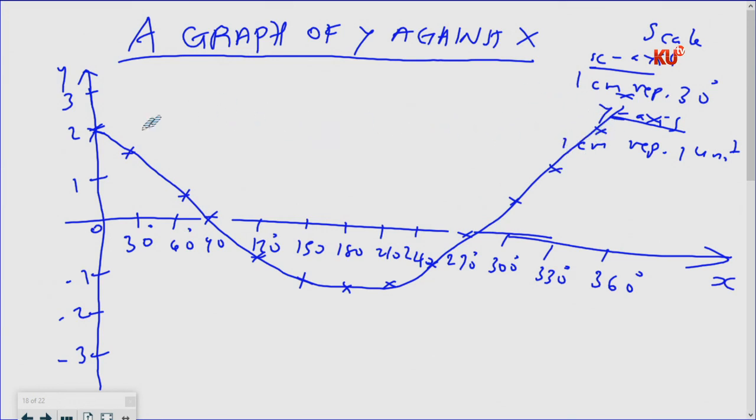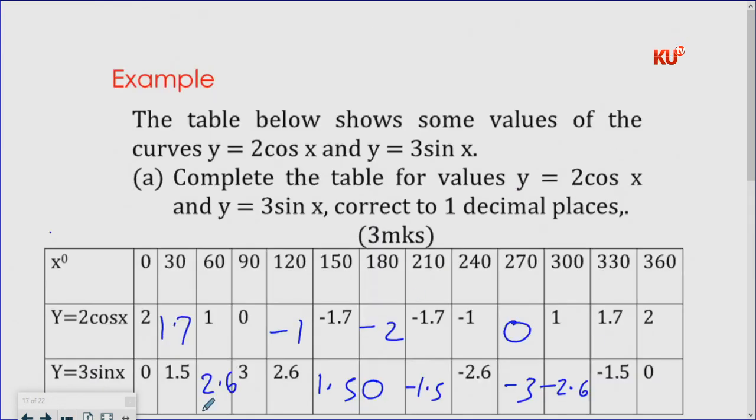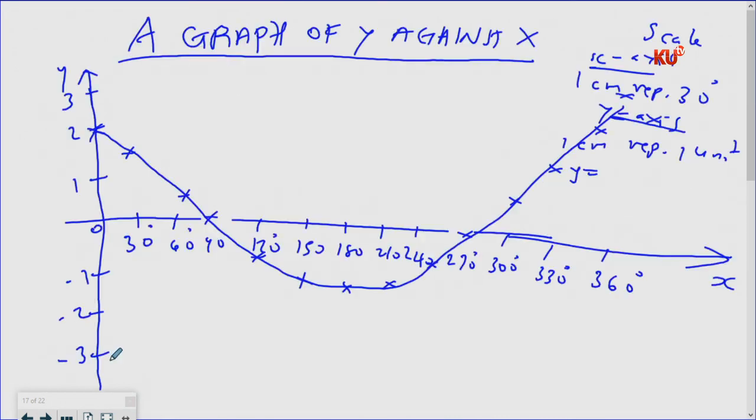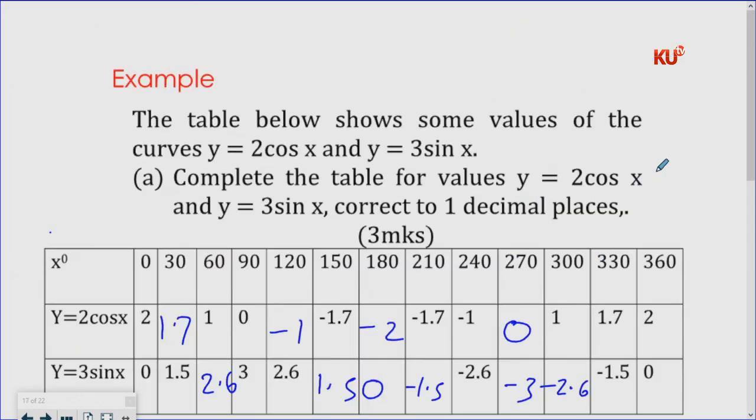Then you label this particular curve. Can you remember this was the first function? You label this as y is equal to 2 cos x. We are done with the first curve. Let's move to the second curve.